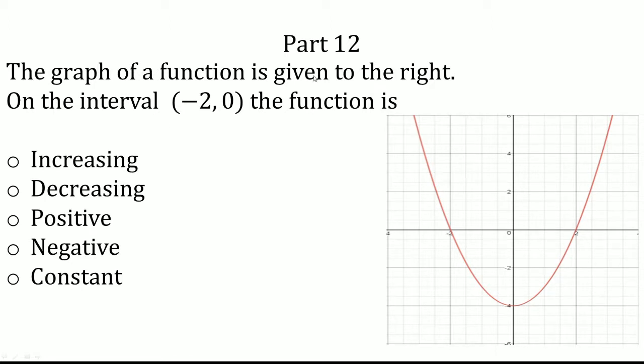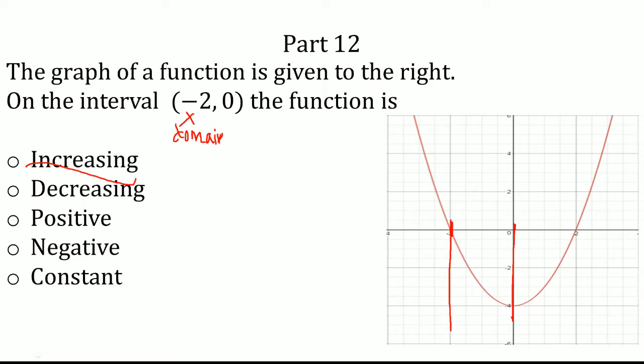Part 12. The graph of a function is given to the right on the interval -2 to 3. No, from the interval -2 to 0, not including those. The function is what? Okay, let's take a look. Is this the domain or range? The domain. Let's say domain. Okay, they're asking for the domain. All right. So -2 looks like it's right here, and it goes all the way to 0. Okay. So from these two intervals, is it increasing or decreasing? It's not increasing. It looks like it's decreasing.